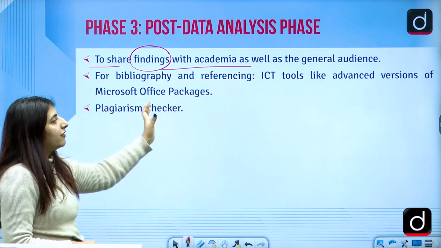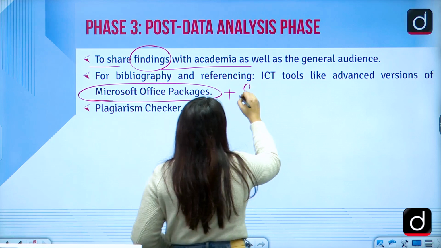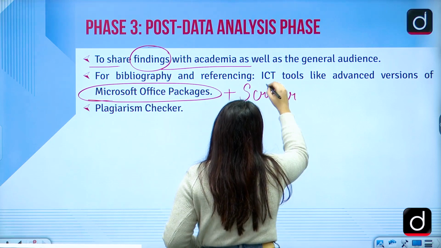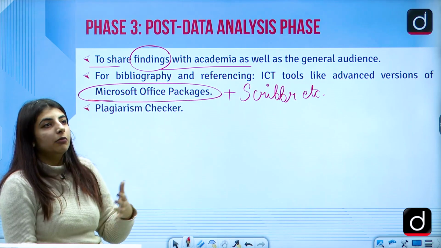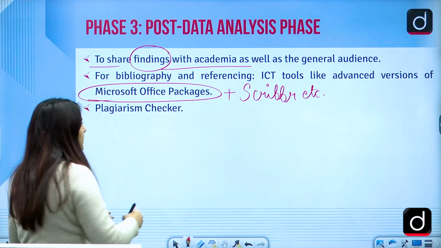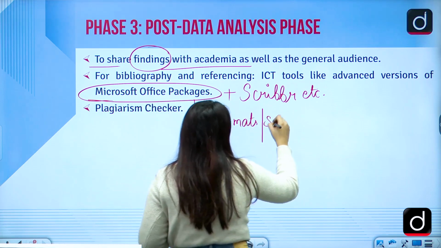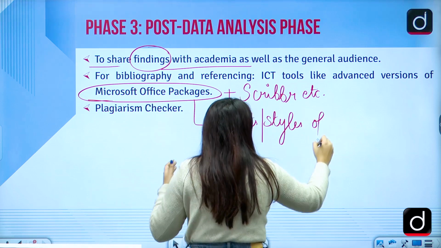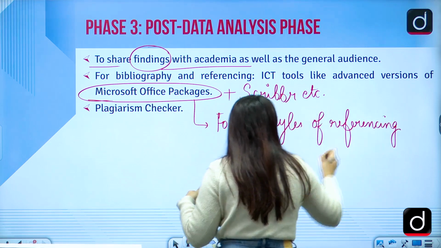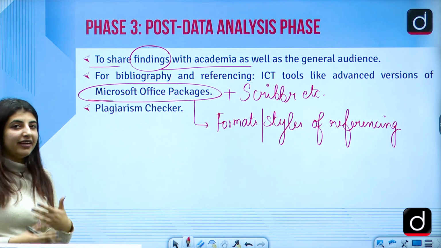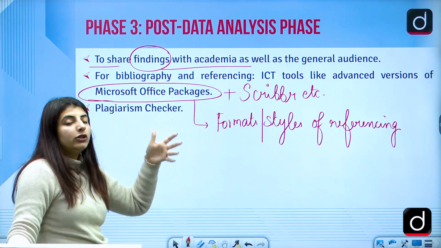For bibliography and referencing, right? We have Microsoft Office packages. We have software tools like Scribble, etc., which can be used by people to jot certain things down or to use the formats or styles of referencing. There are particular softwares as well, so that you do not have to manually cite anything, right? And you can use the type of citation that you want, be it MLA, APA, or Chicago style. You can choose it, and those sites or portals will do that for you.